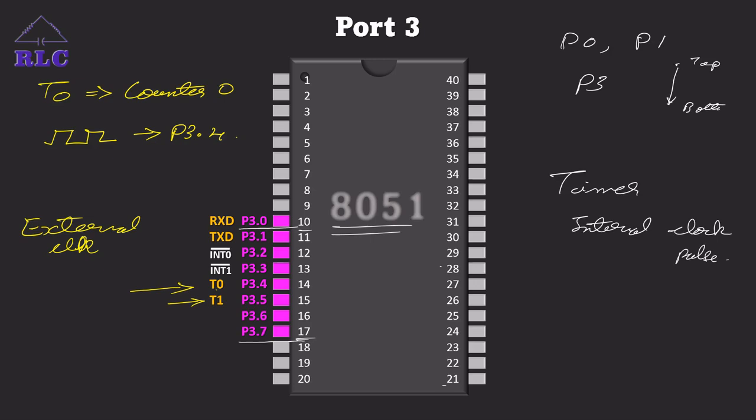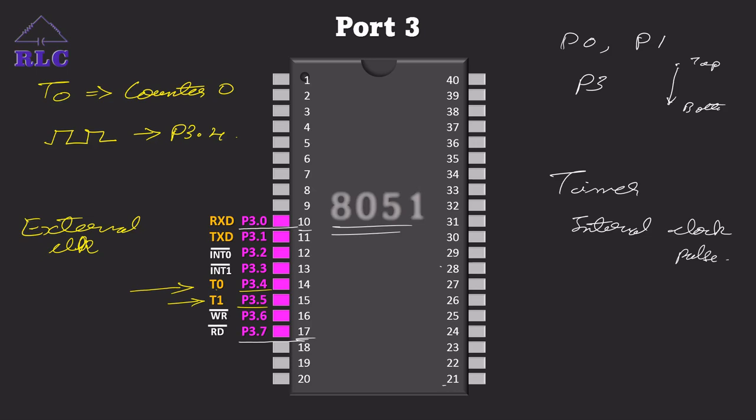We'll see in the future, like the TMOD register, TCON register, all those things, in the next one. This is with the T0 and T1 pins, which are P3.4 and P3.5. Next, we still have two more pins left, that is P3.6 and P3.7, which are used for external memory access.